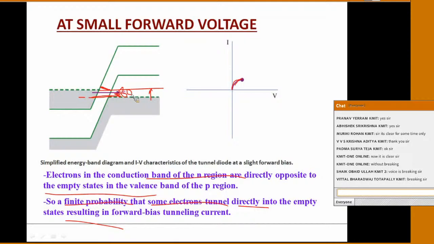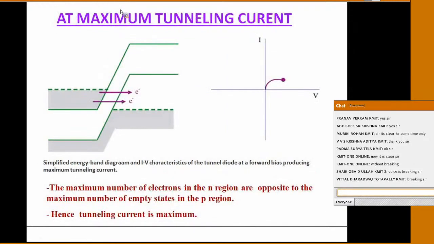Now there are empty states in the P region, and the depletion region is very thin. Some electrons tunnel through this region and occupy the empty states. The electrons have tunneled from the N region to the P region. The current due to this is called the tunneling current. This is the case where we apply only a small forward voltage. Okay, go to the next scenario.